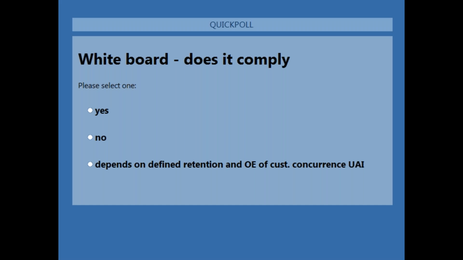Okay, I'm going to give you a couple minutes while it's distributing the poll. People are voting. We got about half the people have voted.